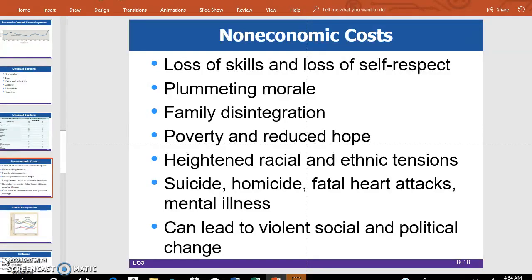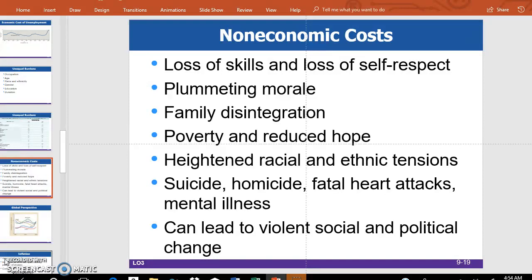He's a pessimist. So he may suffer from lower self-esteem, lower self-respect, right? Then plummeting morale, then family disintegration. There may be family tension. If the breadwinner in the family is unemployed, he cannot earn money to provide for other members of the family, so there may be family problems. Poverty and reduced hope. Poverty will increase when income is low because of unemployment.